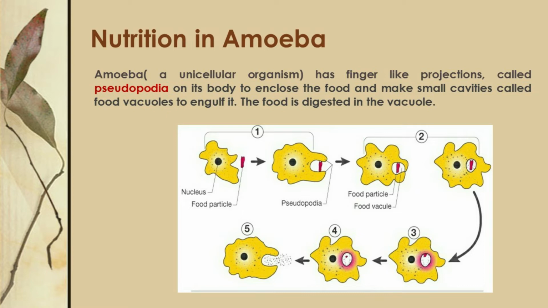Like in this diagram, it is shown here, in the first two diagrams, a pseudopodia enclosing the food particles. After that, in the second diagram, it is enclosed and a food vacuole is made. After the formation of the food vacuole, inside the food vacuole, it is digested with the help of many digestive juices, and after the digestion, assimilation and absorption is done, and the undigested food is pushed out of the body. It was all about the nutrition in amoeba.